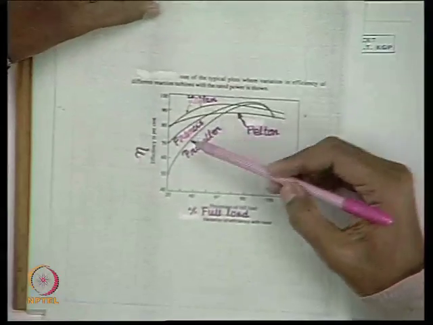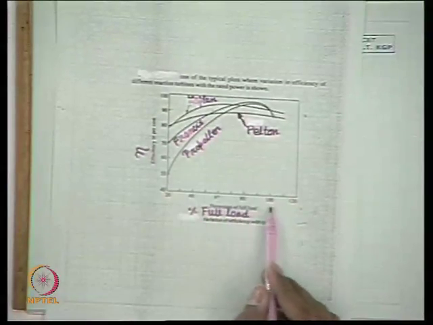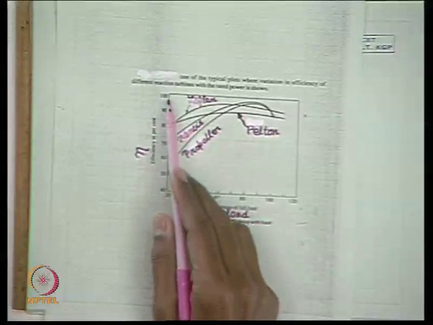Now we'll be discussing in this session mainly the governing of reaction turbines, and we'll solve some examples on reaction turbines. Before that, I would like to show you a typical plot of the efficiency of reaction and impulse turbines as a function of load applied to the turbine. Well, you see this figure, it is clear that in the abscissa, it is the percent of full load, and the efficiency is the ordinate.